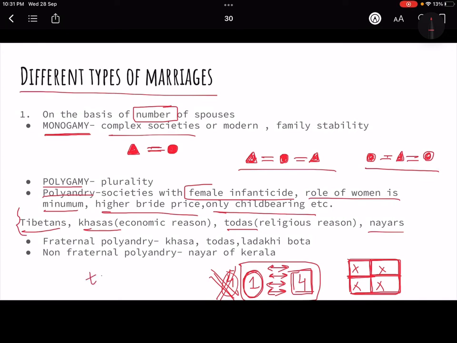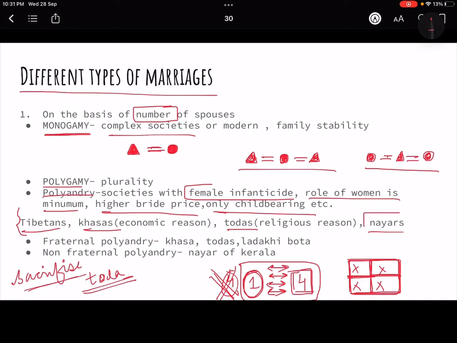For Todas, the reasons are different. Every first daughter that they have, they will sacrifice to their gods and goddesses, whatever. So that is a religious reason. Now if they constantly sacrifice daughters, again the sex ratio will get disturbed. When there are more males to be married to fewer females, polyandry is bound to happen.